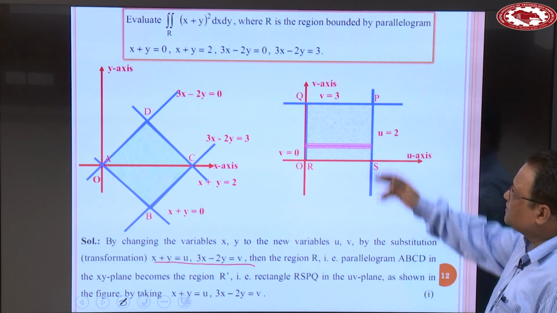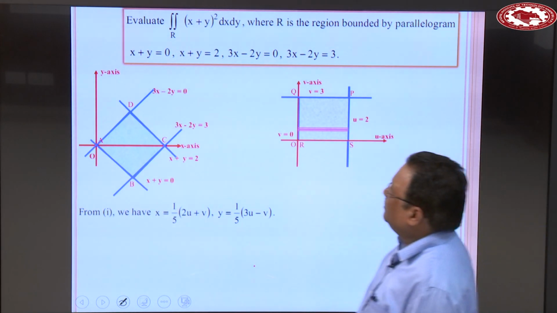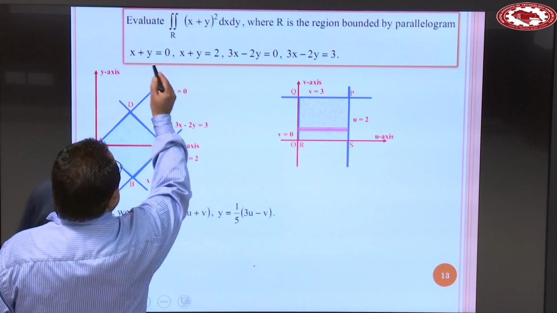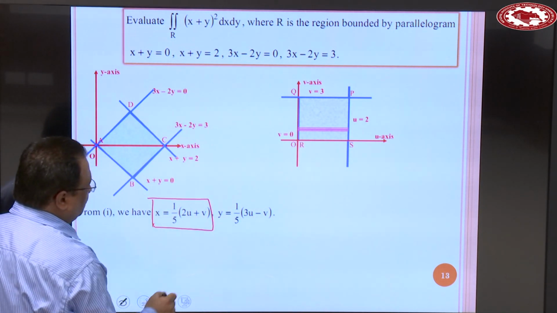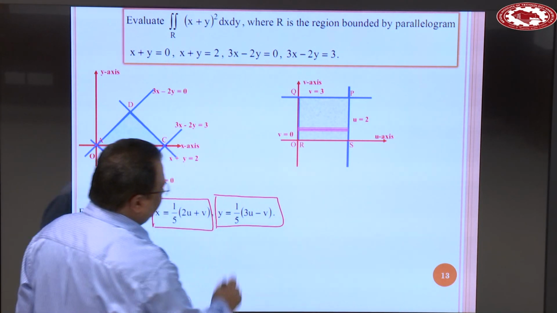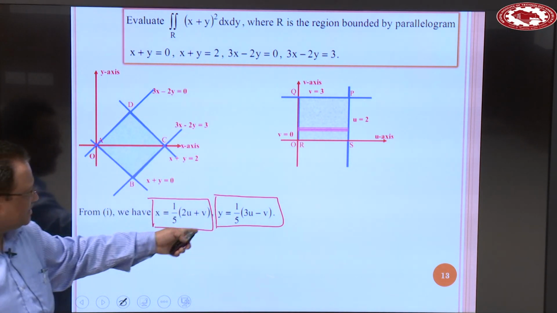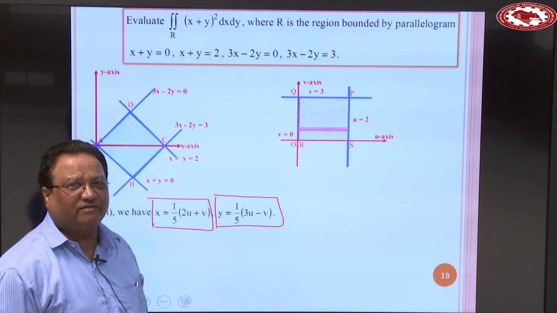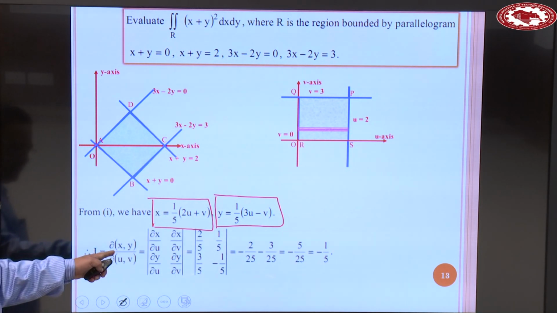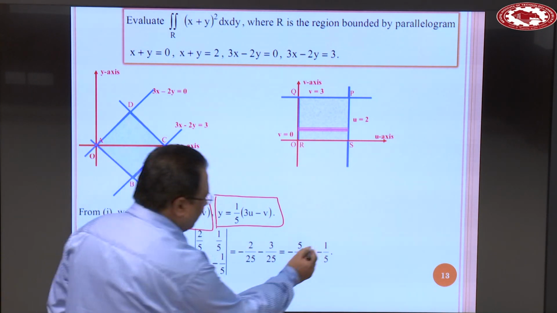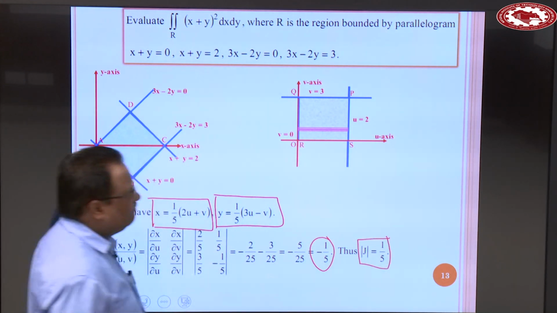Now you can solve this problem very easily. Now find the values of x and y from these two equations. So x is 1 by 5 (2u plus v) and y is 1 by 5 (3u minus v). So when you solve these equations, you get x and y, because we need the value of the Jacobian, and the Jacobian is curly xy over curly uv. When you solve, you will get minus 1 by 5. This means the magnitude of the Jacobian is 1 by 5.